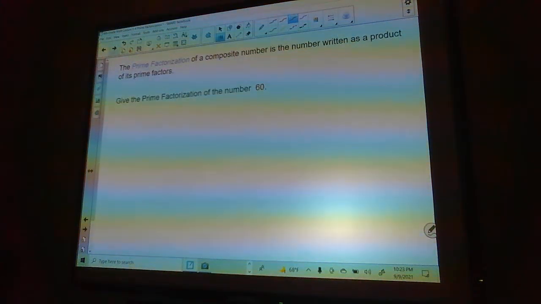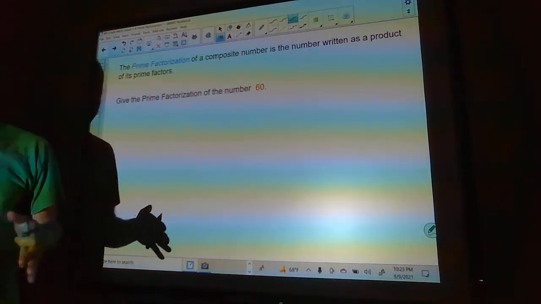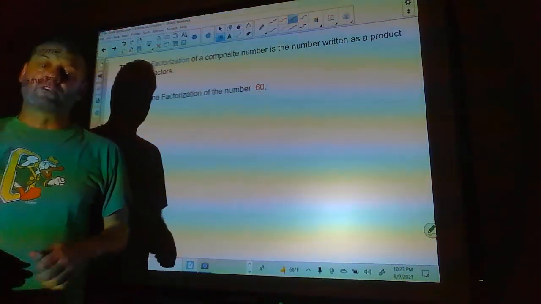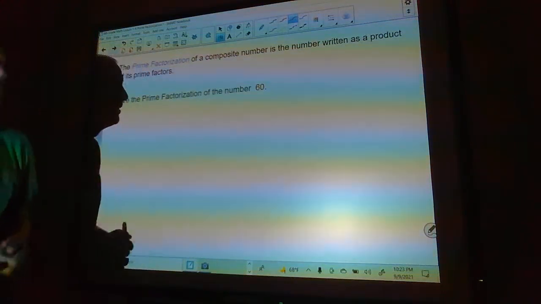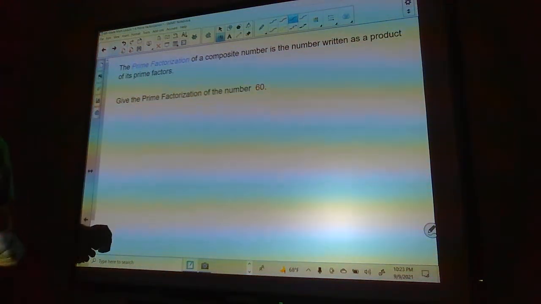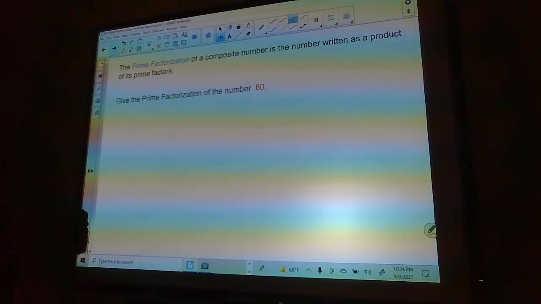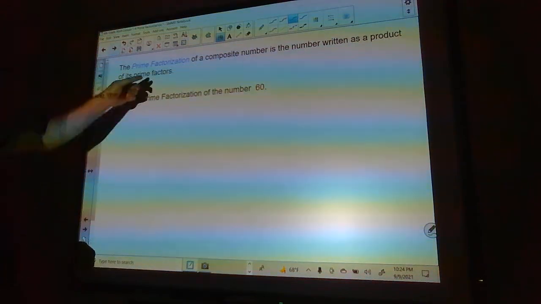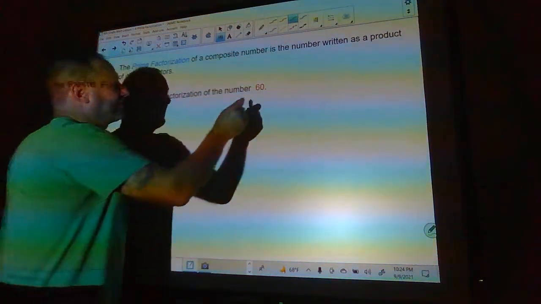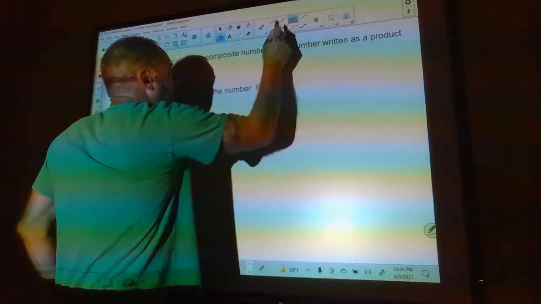Okay, the prime factorization of a composite number. So prime numbers are only divisible by 1 and itself. A composite number is divisible by a bunch of numbers. Okay, more than 2, more than itself and 1. So you can write any composite number as a product of prime factors. So like 60 here. 60 has a lot of factors.